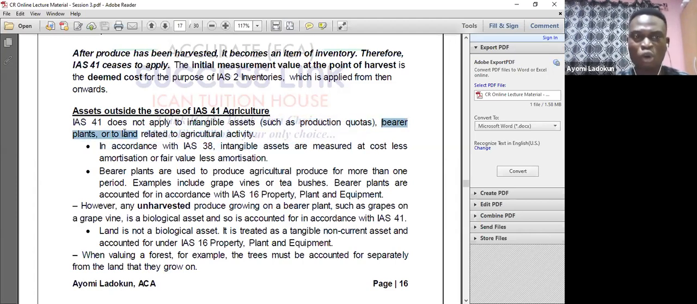Now, there's something we also call bearer plants. Okay, what do you mean by bearer? Now, you need to listen carefully. What do you mean by bearer plant? I am not a farmer. I put up that disclaimer when I started. But let me try, okay?